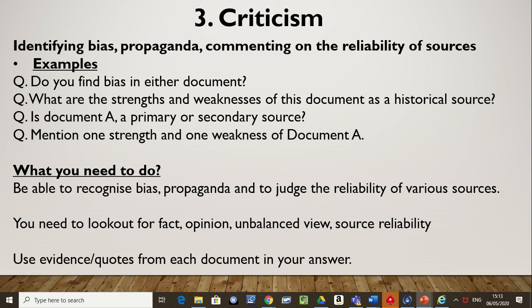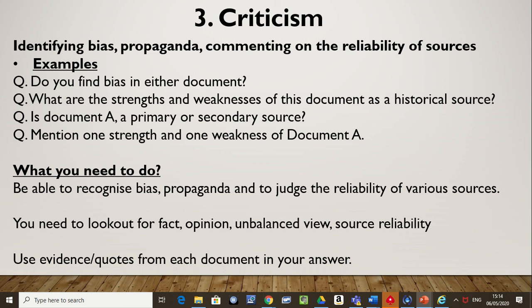Okay. You need to look out for a fact, opinion, unbalanced view, and source reliability. So, is something factual? Is it actually fact? Did it definitely happen? Is something merely somebody's opinion? So, is a document like a diary entry, and a fella is just saying, "I think that was great, or I think that was bad, or I think this should have happened," that's opinion, and that's not going to be reliable.